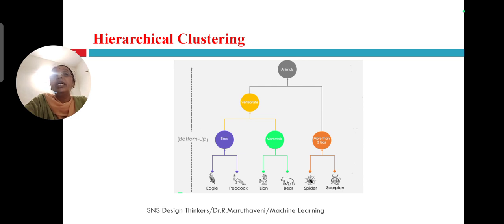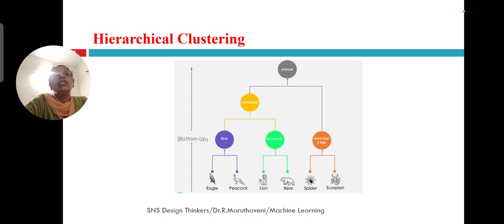Now we can decide how many groups we want by cutting the tree at a certain level. If we cut it higher up, we get fewer big groups. If we cut it lower down, we get more small groups. It's like deciding how many slices of cake we want.